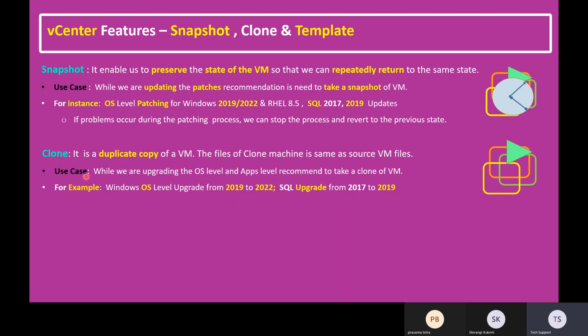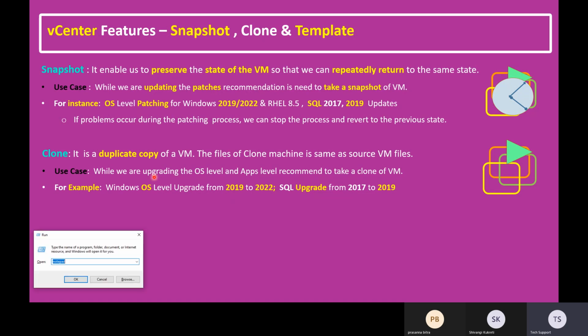Okay, the use case means in which scenario we prefer to choose a clone. The main scenario is while we are upgrading the OS level and application level, we recommend taking a clone of the virtual machine. If you keenly observe the previous snapshot point and the clone point, the only difference is one word. Earlier I mentioned the word updating, but here the word is upgrading. Update means a version level change. Updating is within a version, and upgrading means a complete version change.